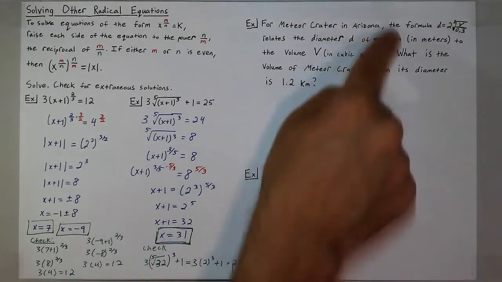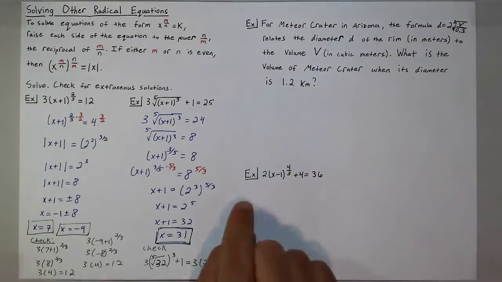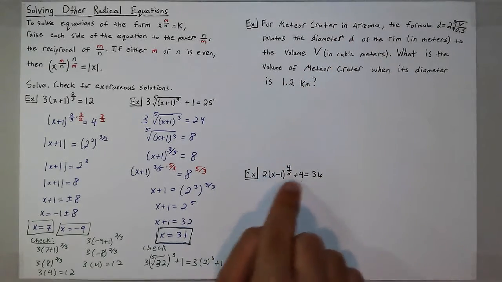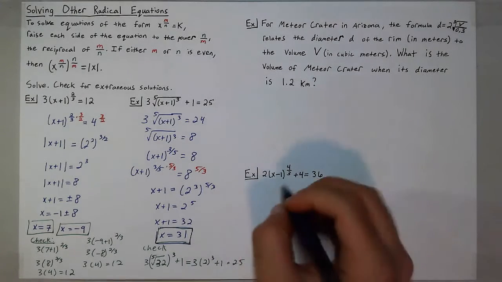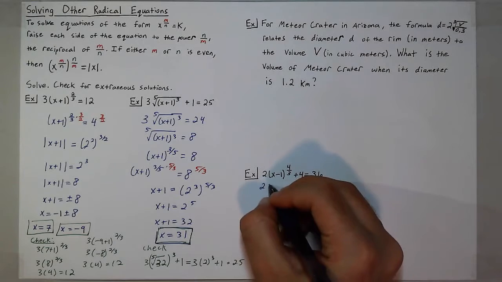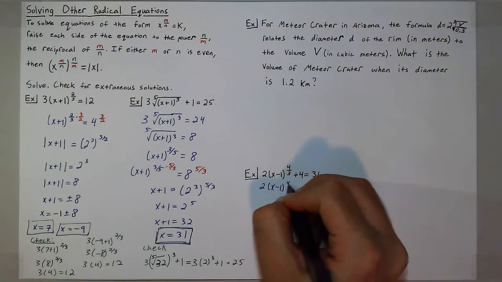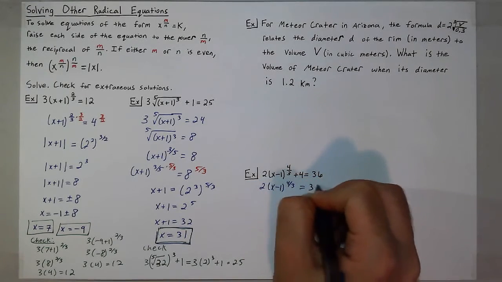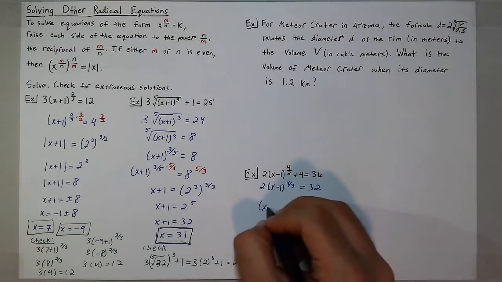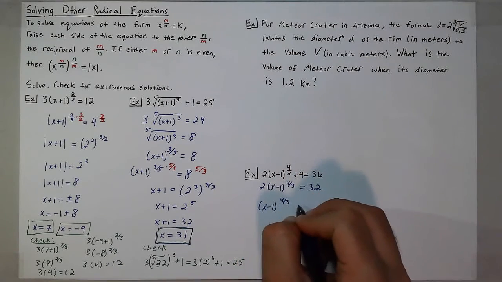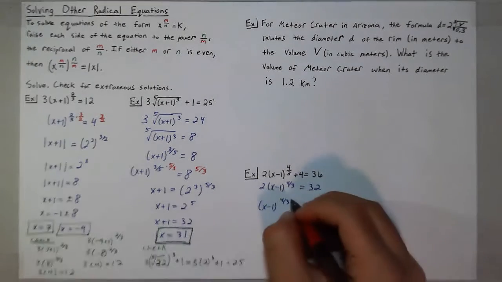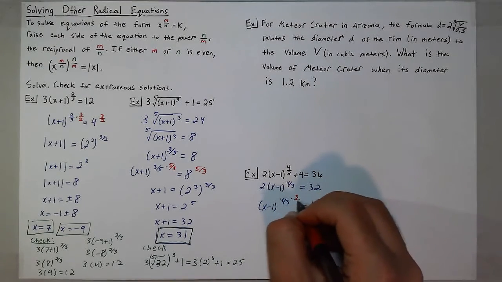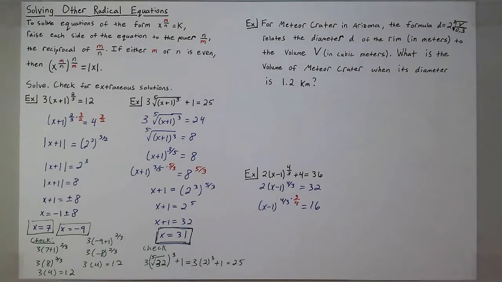Now I'm going to get to my word problem at the end. I'm going to go over this example first. So again, I want to isolate my radical, which is the x minus 1 to the 4/3, by subtracting 4 and then dividing by 2. So I'll have x minus 1 to the 4/3 is equal to 16.